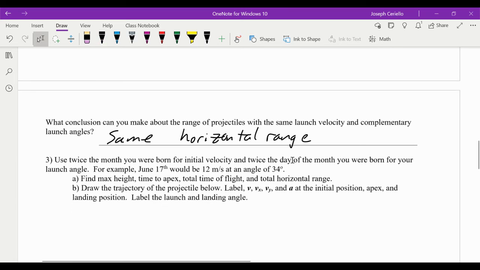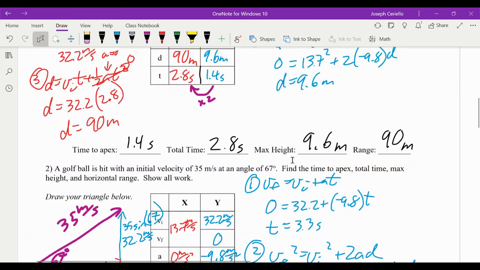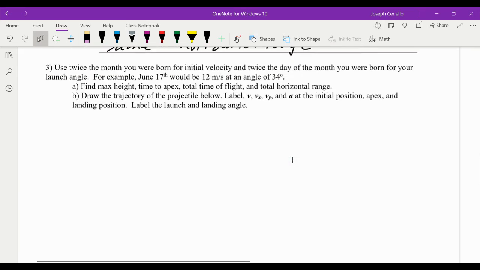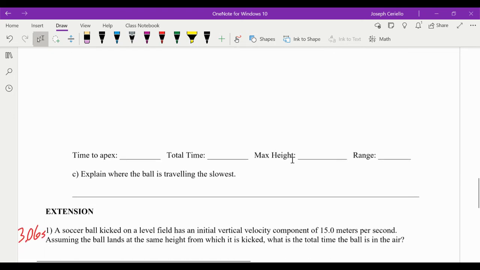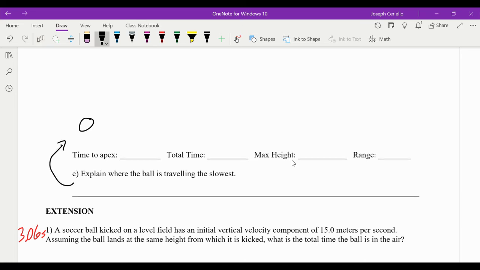Number 3 was just do a question on your own. The method is identical to the previous two, so I'm not going to show that again. Just the numbers are obviously going to be a little different. One thing I do want to talk about, though, is see, it says explain where the ball is traveling the slowest. And I'm just going to draw a brief little picture up here. So if I have a ball, it goes through the air and comes back down.